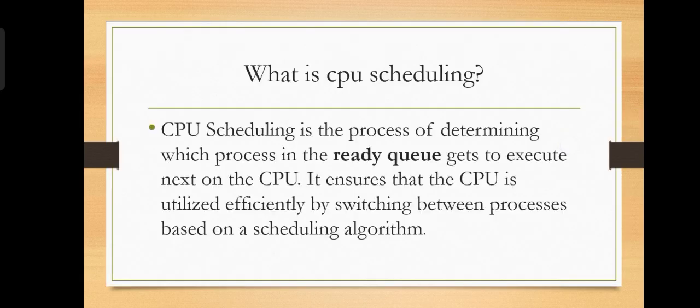First, we'll see what is CPU scheduling. CPU scheduling is the process of determining which process in the ready queue gets to execute next on the CPU. It ensures that the CPU is utilized efficiently by switching between processes based on the scheduling algorithm.